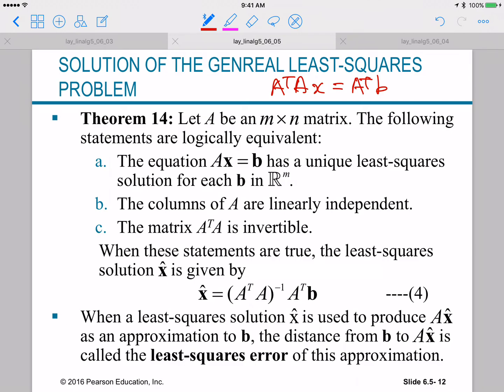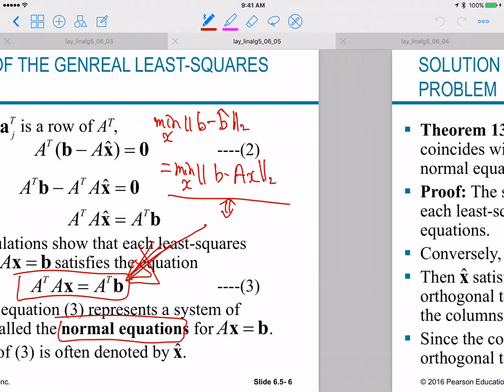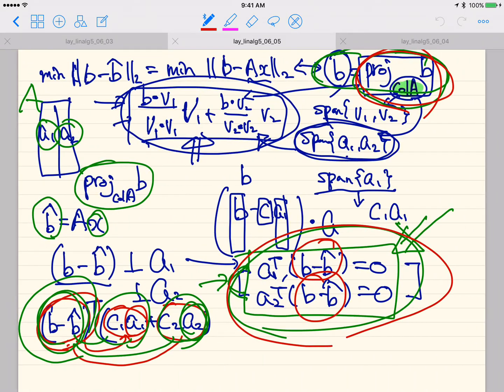So, the rigorous proof will not be given. I will not prove this rigorously, but let's try to understand it in this manner. What's the meaning of the no solution case? No solution for X means no solution for B hat, or the projection of B onto the subspace does not exist, right? So the no solution case for X will be the same as we cannot find the orthogonal projection, right?